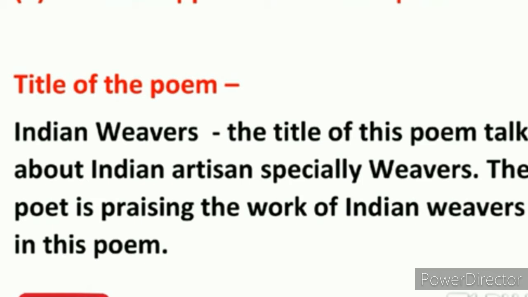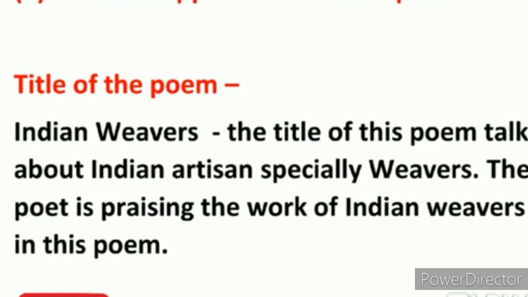And artisans means skilled workers, right, who make things skillfully, wherein the poet is praising and admiring the works done by Indian weavers, which metaphorically symbolizes the different stages of life.